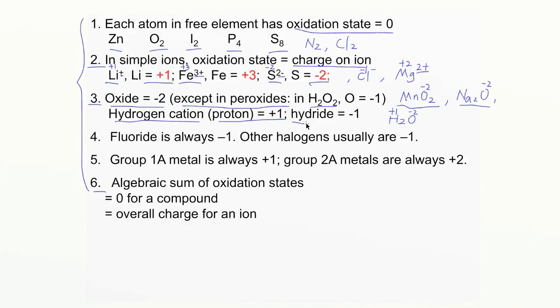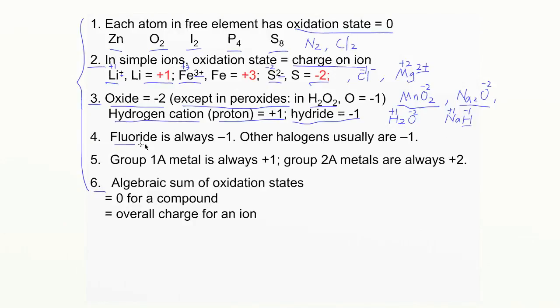But we do have some exceptions, like hydride. Hydride, for instance, sodium hydride. Because sodium has only one possible oxidation state, that is positive 1, in this case hydrogen would be negative 1. All right, so this is hydride.